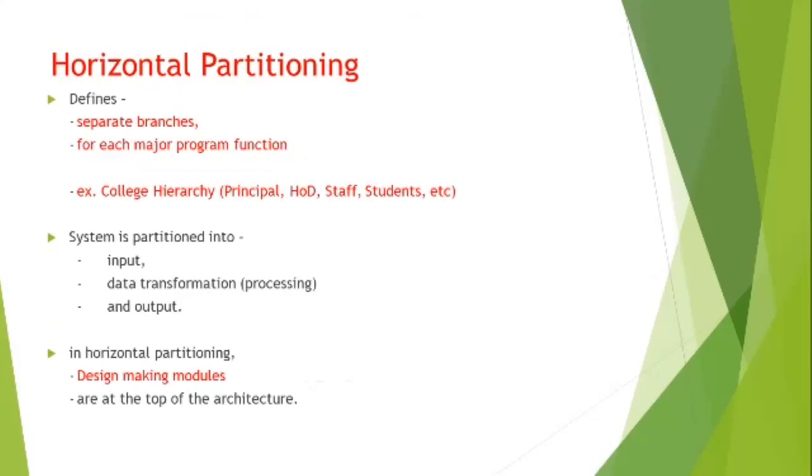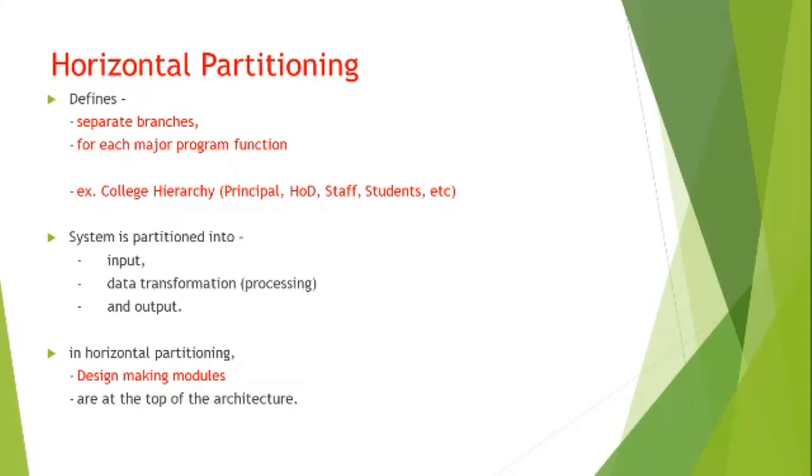First one, horizontal partitioning. The horizontal partitioning defines separate branches for each major program function. That means suppose there is a major program, for that program there are separate branches for horizontal partitioning. For example, we take an example of college hierarchy, where the college is a major program. In that, principal, HOD, staff, students, these are the separate branches of the college. So it comes under horizontal partitioning.